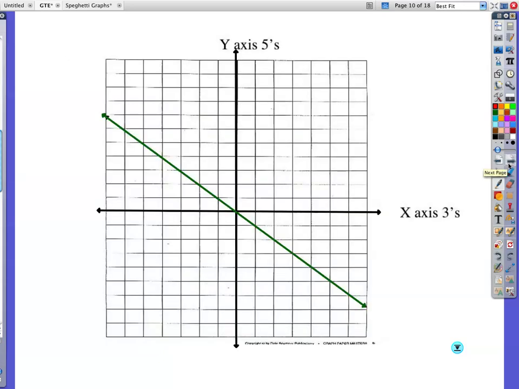Okay, what if we don't count by ones? The x-axis, we're counting by 3s. So this is 3, 6, 9, 12, 15. And if I count by 5s here, I got 5, 10, 15, 20, 25, and 30. All right, you can kind of see how this is going.